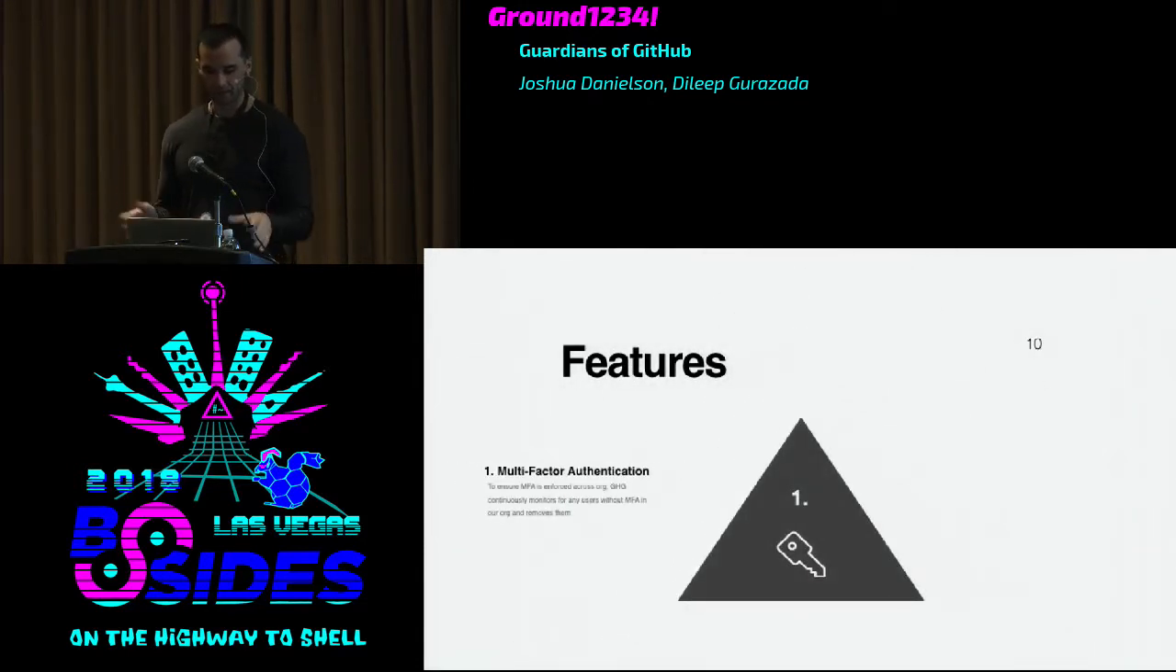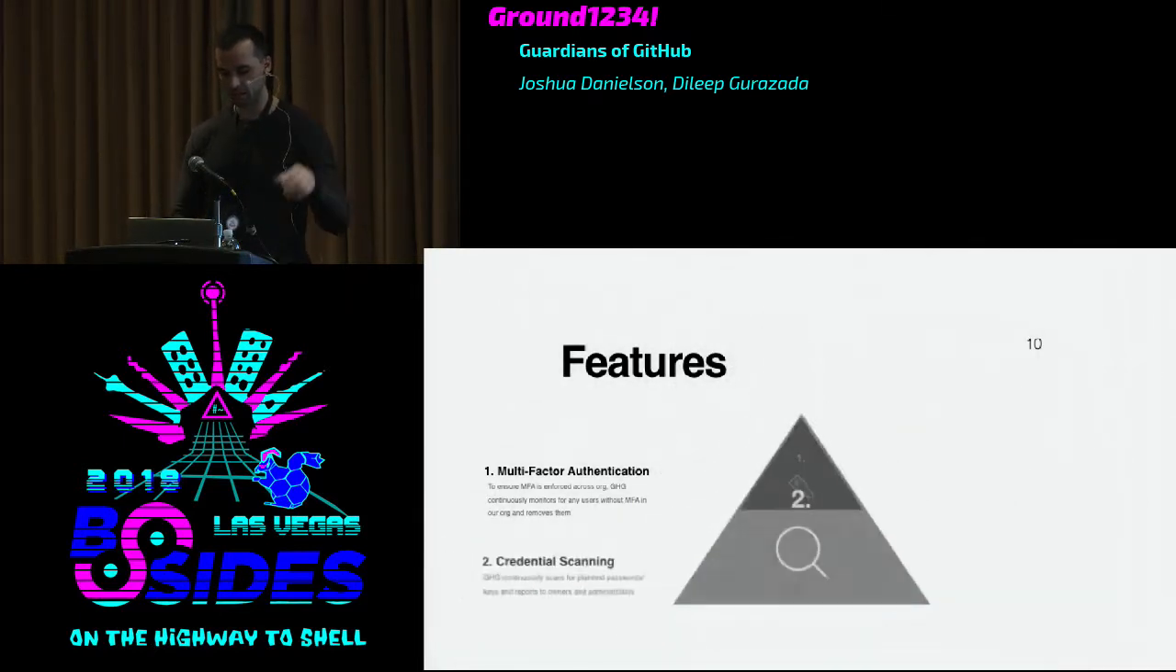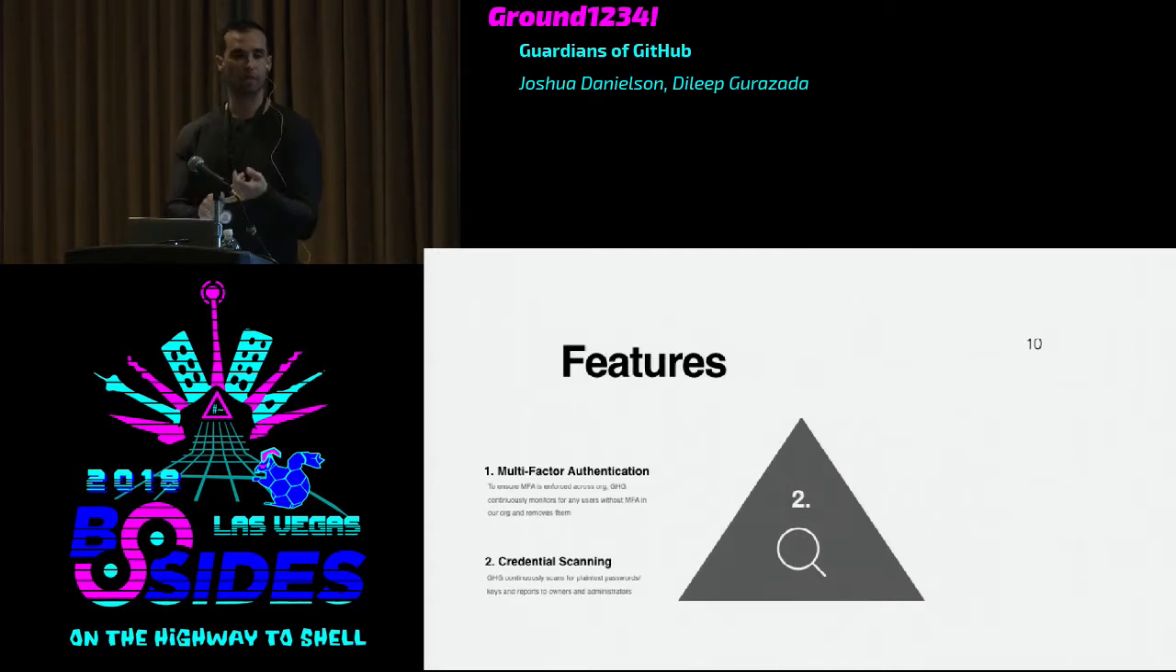So to recap, the features we included within GHG, so you can see everything that we're including, is multi-factor authentication, credential scanning for both usernames and passwords, and also access keys, like stuff you'd find in AWS.